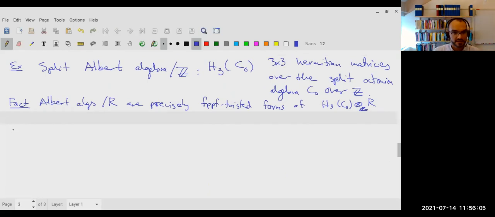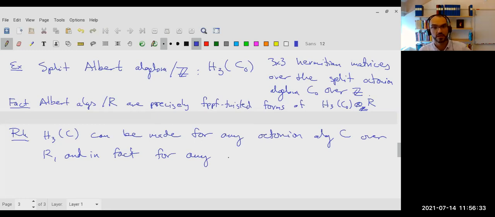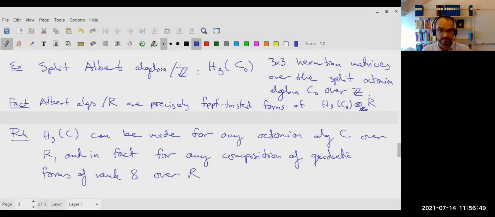And one remark is that this construction H3 of C can be made for any octonion algebra C over R. And in fact, for any composition of quadratic forms of rank 8 over R. And actually, the definition of H3C is more natural if you consider not C, but the para-octonion algebra, the symmetric composition algebra related to the octonions, for those of you who know this.